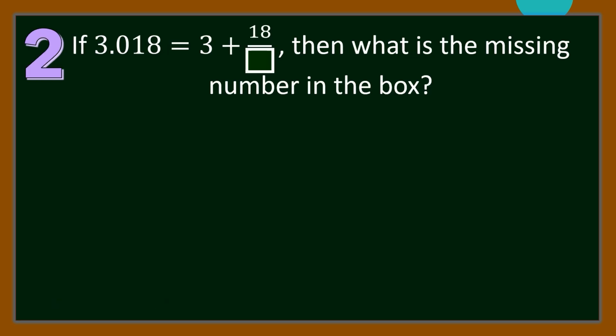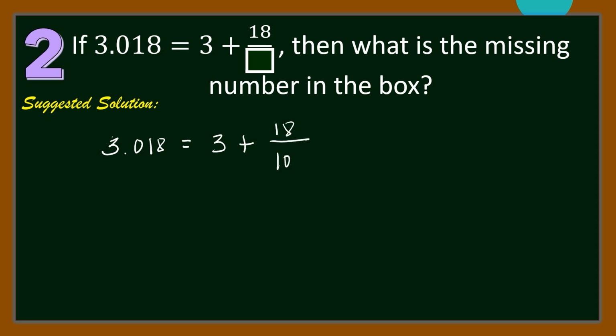Number 2. If 3 and 18 thousandths is equal to 3 plus 18 over blank, then what is the missing number in the box? Here is our solution. 3 and 18 thousandths can be written as 3 and 18 over 1,000. Hence, the number that is missing in the box is 1,000.